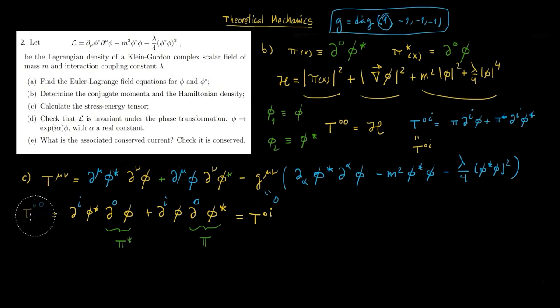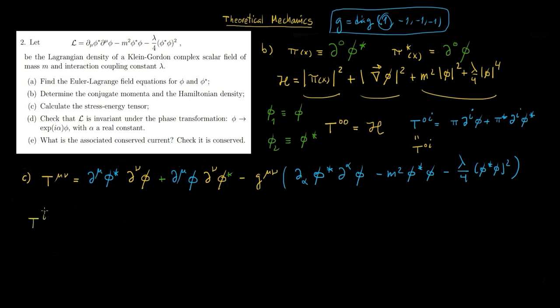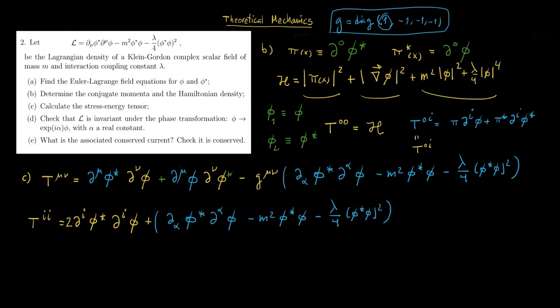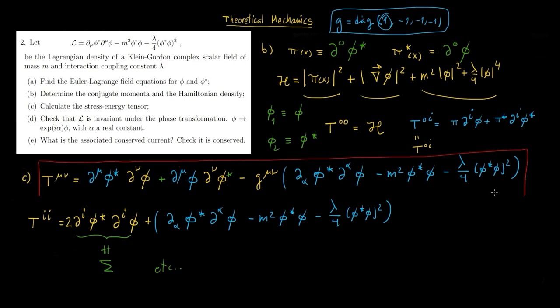And finally, we can compute Tii, and let's see. Tii is partial i phi star partial i phi, and this is the same, so we can put here 2, minus Gii, but Gii is minus 1, so this minus is plus, so we can sum and write the same thing. But notice that this is not a sum. This is important. That is the general calculation for the complex Klein-Gordon field, and this is the result.